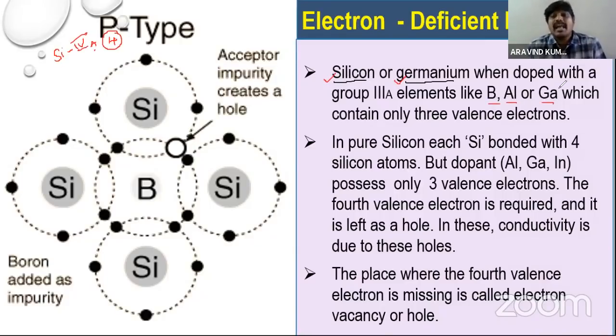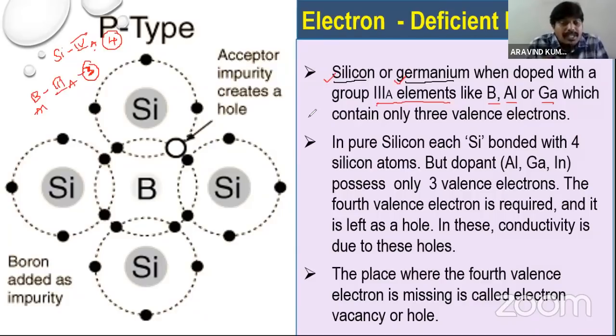aluminium or gallium, that is addition of an external substance, because it does not belong to the fourth group. Boron or aluminium belongs to which group, children? Third A. How many electrons are present in that? 3 valence electrons are present. That's the reason we are saying impurity. Impurity doesn't mean something which is not proper. Impurity means that which does not belong to itself; it belongs to some other group. Therefore, silicon or germanium, which is a fourth group element, when doped with third group elements such as boron, aluminium, gallium, then a p-type semiconductor is formed.